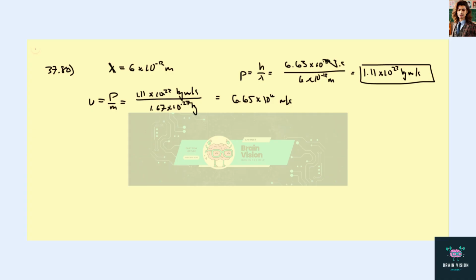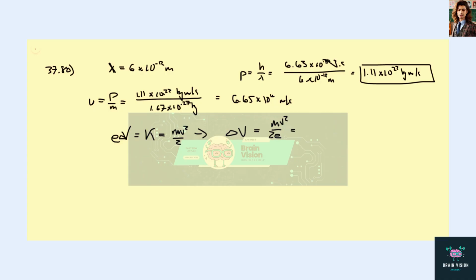Now we know that all of the potential energy is going to be converted to kinetic energy as we accelerate here. So the potential energy is given by eV, and this needs to be equal to the kinetic energy, which is given by mv squared over 2. So then if we're looking for the potential difference, delta V, this is just given by mv squared over 2e.